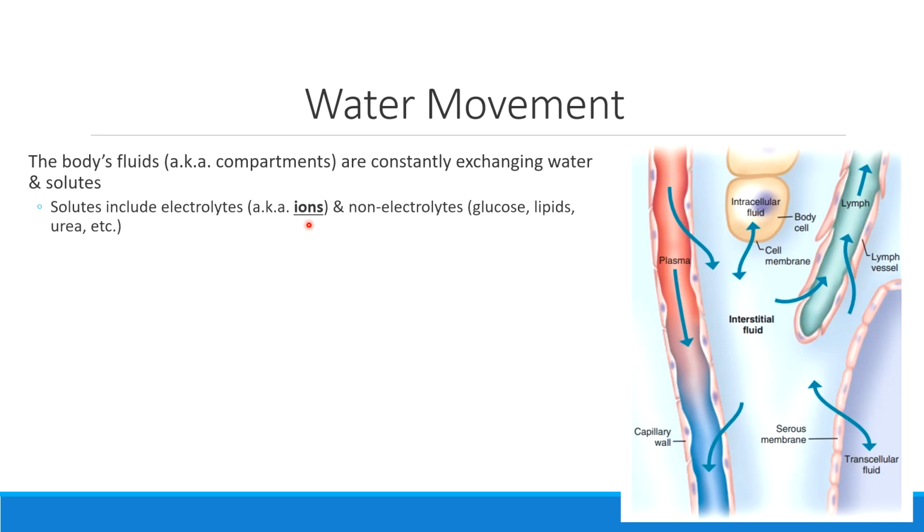Electrolytes are things that have a charge, they're ions. So when we were talking about sodium and chloride and potassium, those are the kind of solutes that count as an electrolyte. We also see things like glucose or lipids or urea, a waste product. These float around inside these fluids as well. The way that the things are going to move, whether it's water or it's these solutes, is going to be determined by something called osmolality.